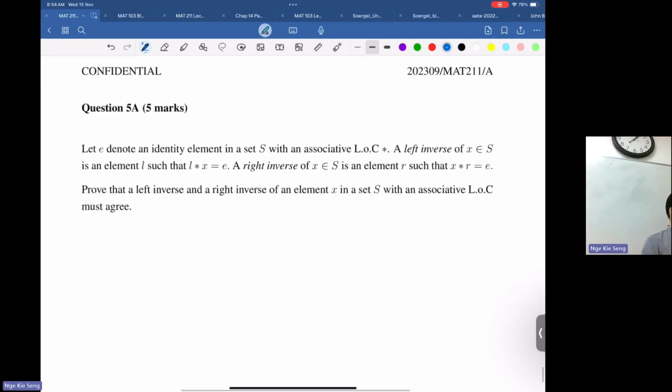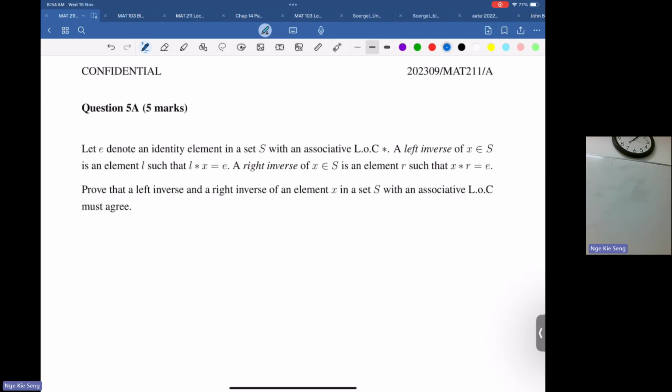Okay, question 5. Do you guys feel familiar about this setting? Do you feel familiar about this question format here? Identity is the assignment one question, right? Actually, you use almost the same strategy to prove. Okay, let's see what the question is here.